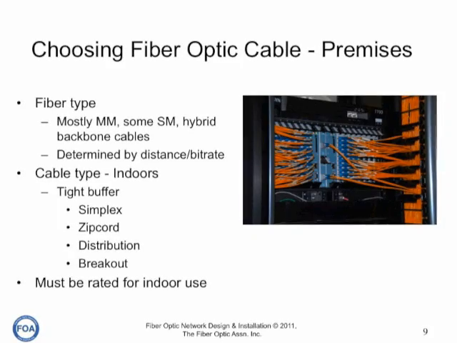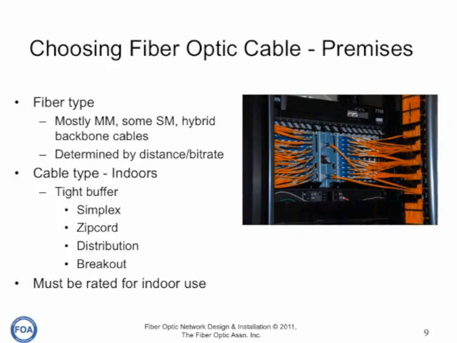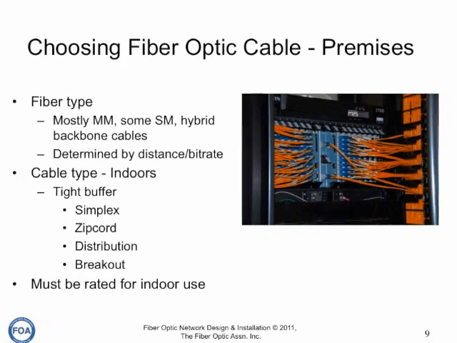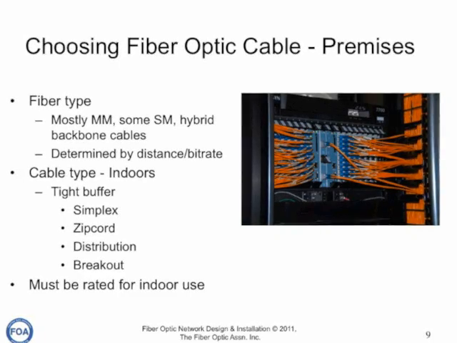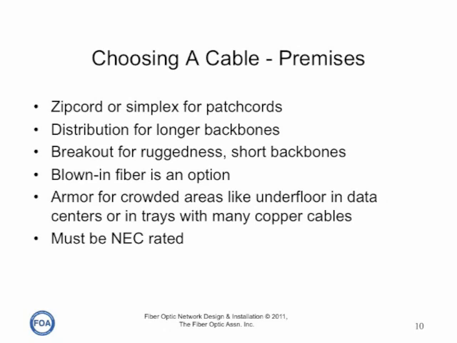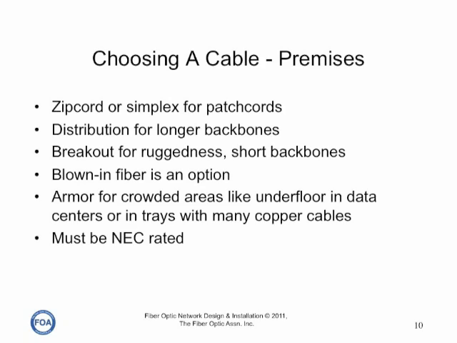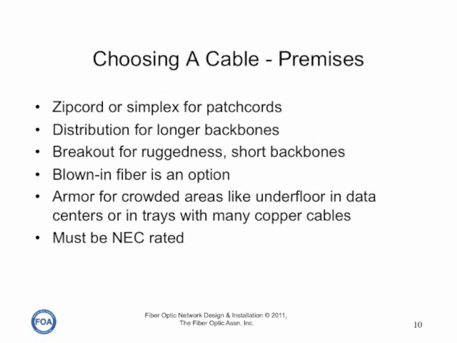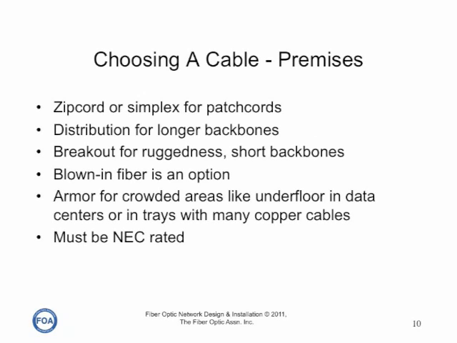There are 4 basic types of cable we use indoors: simplex, zip cord, distribution, and breakout. Zip cord cable or simplex cable is used mainly for patch cords, although zip cord can be used for connections to the desktop or to things like video cameras. Distribution cable is used for longer backbones or where you need many fibers. Breakout cable is a rugged cable type that's used primarily for short backbones and industrial applications. Blown-in fiber is an option, and we'll talk about that too.